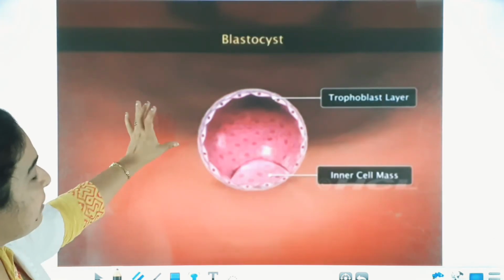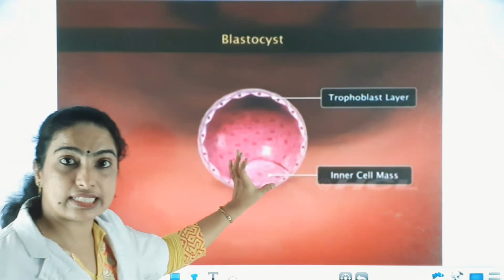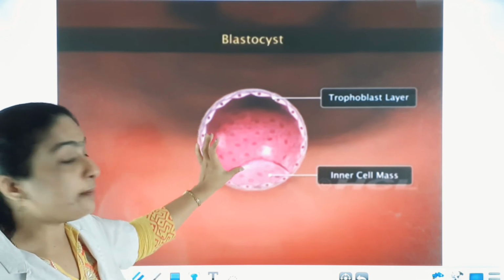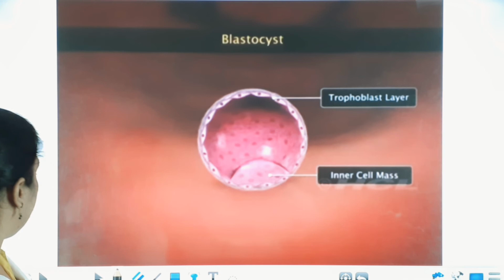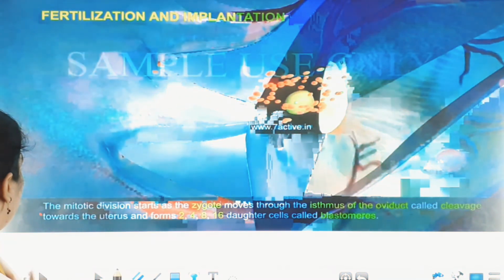So this is the blastocyst stage. In this stage, it gets embedded in the uterine wall. Okay, so that is the implantation. Now we can see the video.